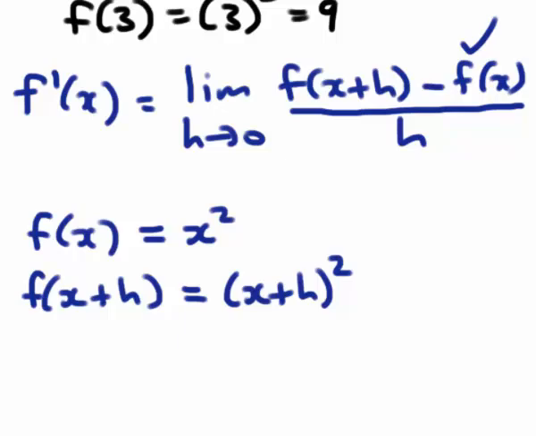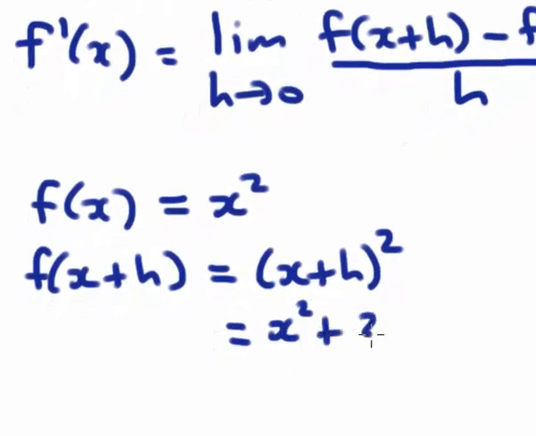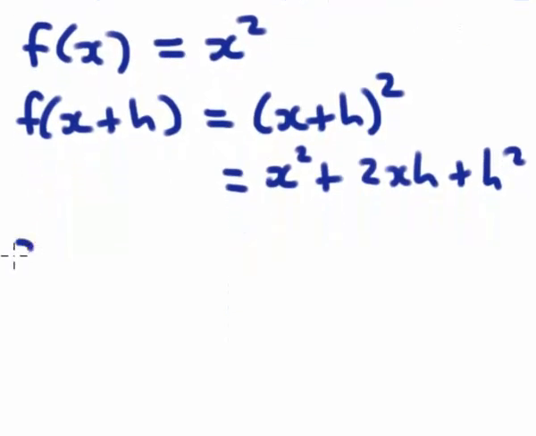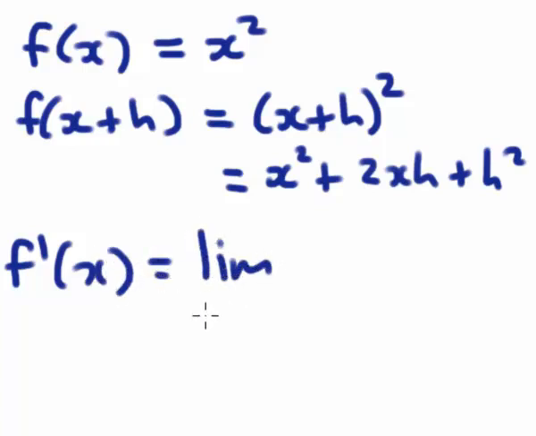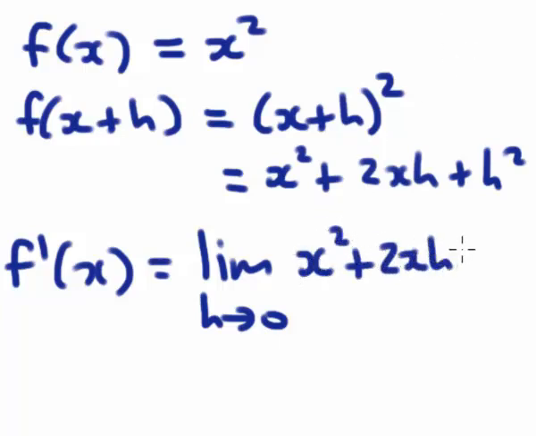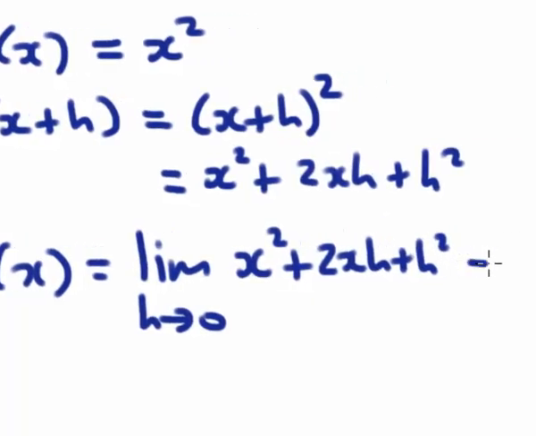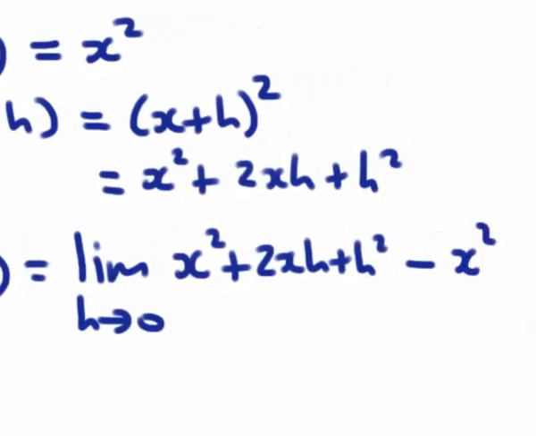Now once you've got this, you could easily work that out. It's x squared plus 2xh plus h squared if you multiply that out. Now all you've got to do, you've now got f(x plus h), is go into this limit. So you say f prime x is the limit as h approaches naught. We've already got f(x plus h), which is x squared plus 2xh plus h squared. We subtract the f(x), which is x squared, and we divide by h.